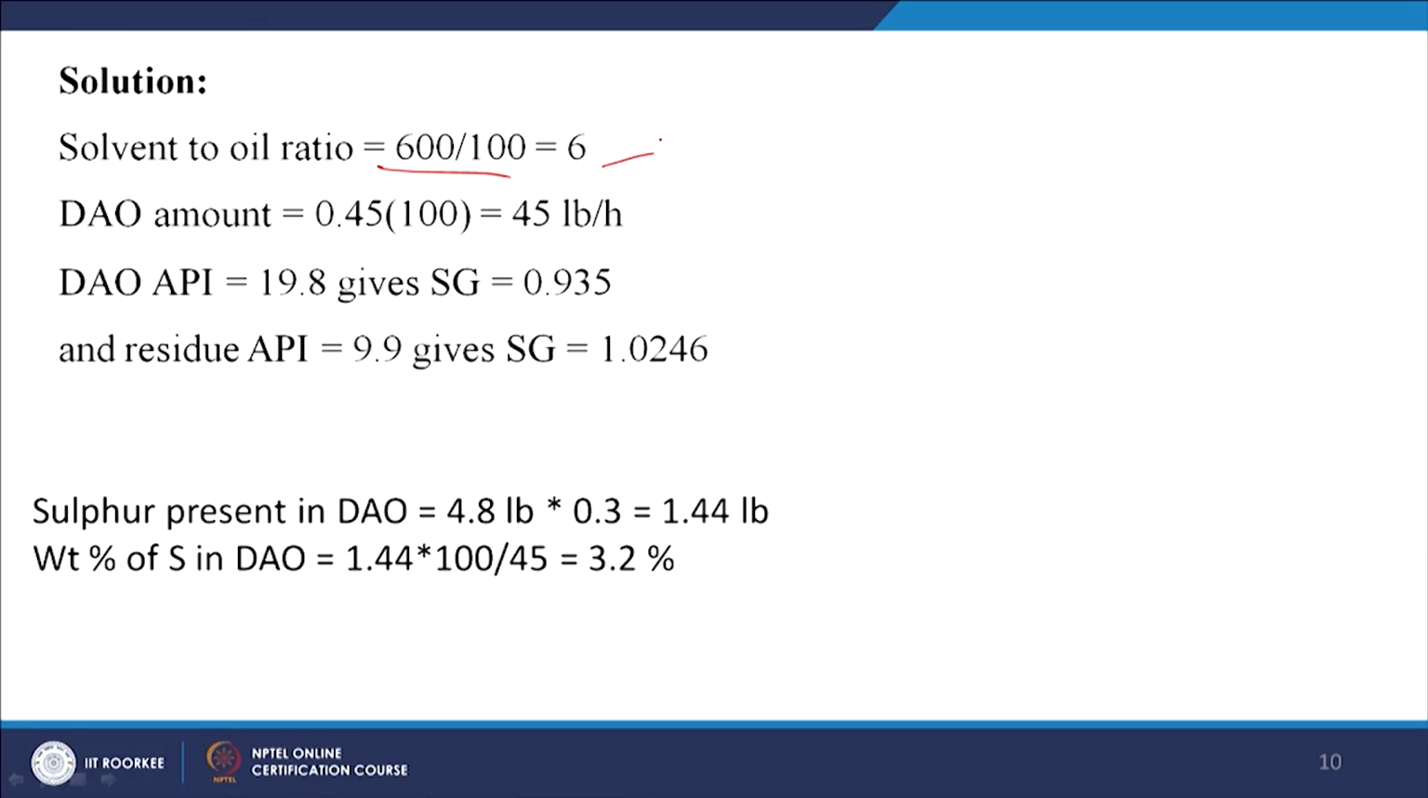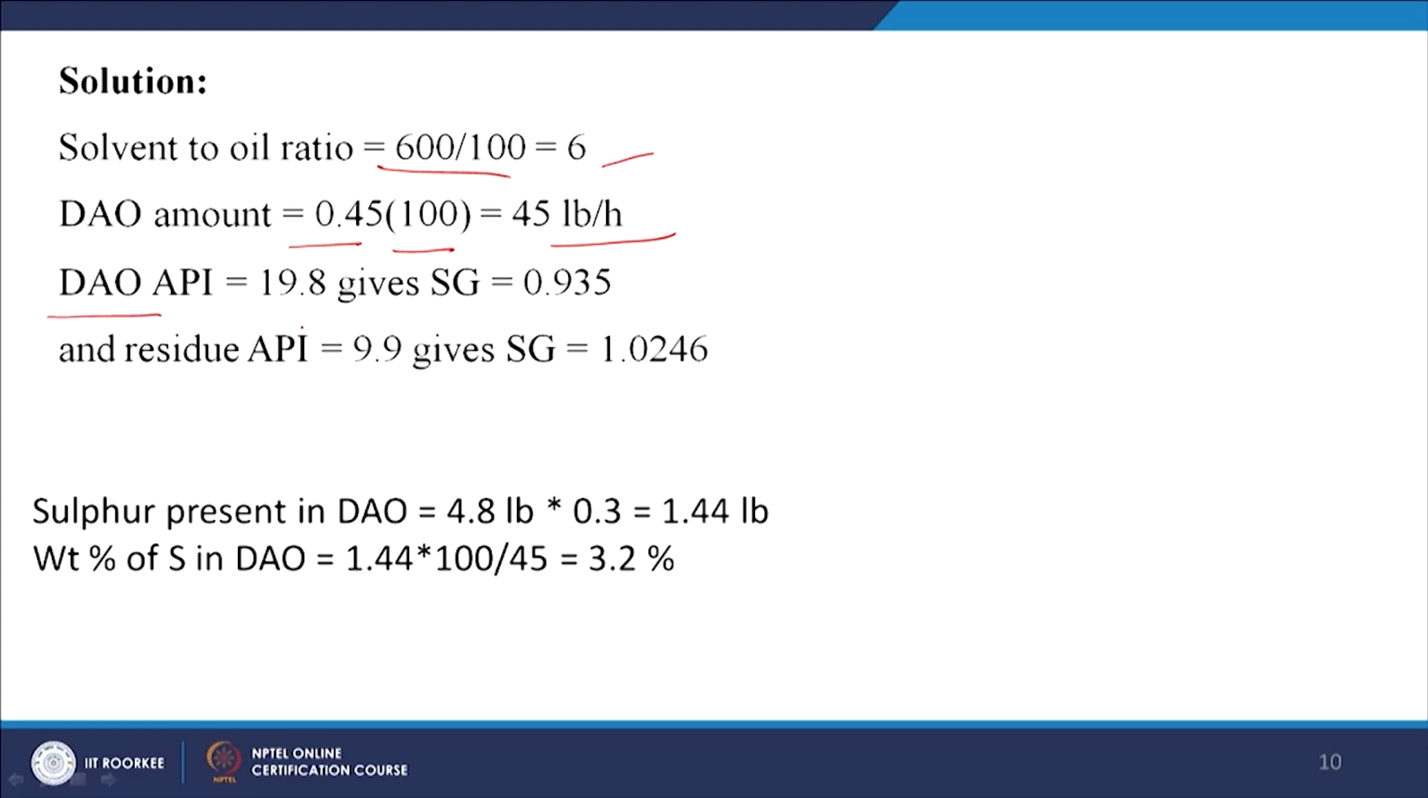And then how much DAO is produced? 45% of the residue is coming as DAO. So, 0.45 times 100, that is 45 pound per hour. So, this is our DAO production, the first part is done.